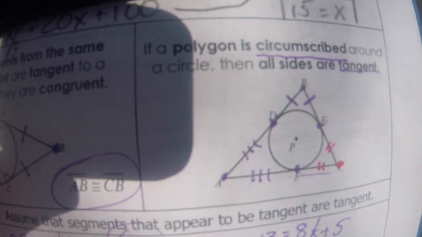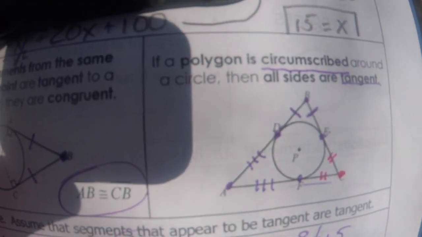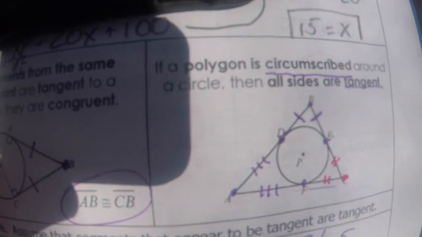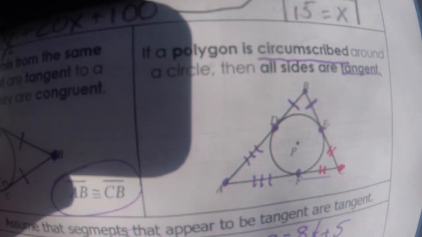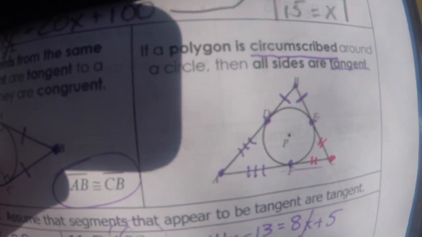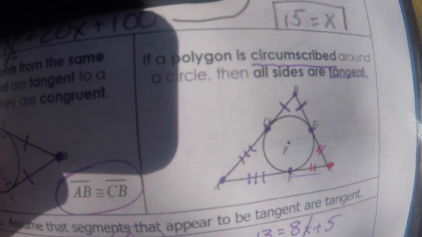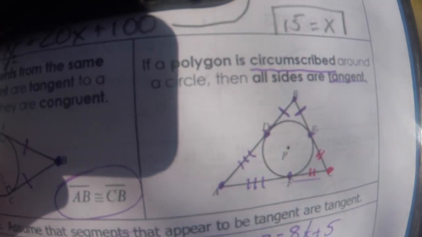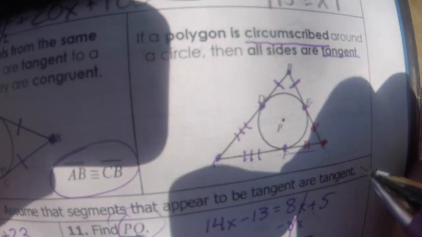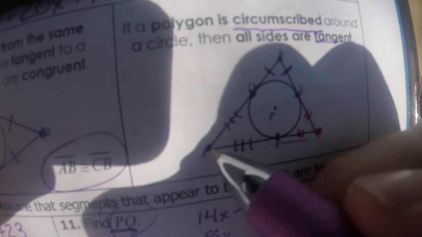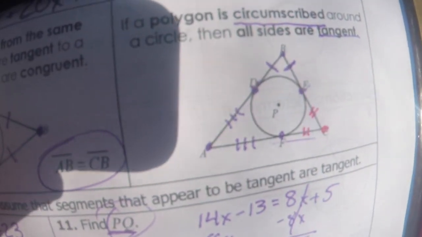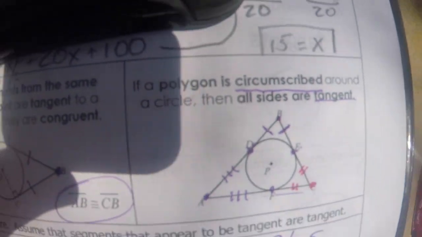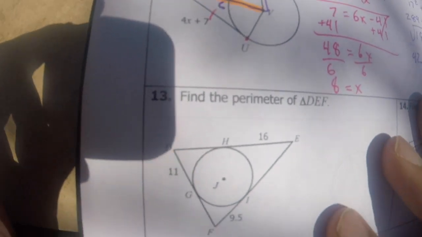So if ever you have a polygon, it could be a triangle, it could be a quadrilateral, it could be a pentagon, whatever it may be, at the external point, you have 2 congruent pieces on either side. External point, 2 congruent pieces, external point, 2 congruent pieces. So using that information, let's jump down to number 13.